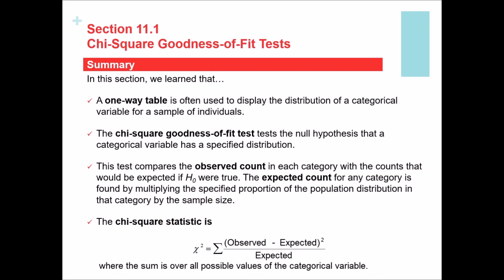I'm reminding you guys that we're using this chi-square goodness of fit test for a one-way table. It's really good at testing this null hypothesis that a categorical variable has a specified distribution. And it's comparing observed counts to expected counts using this formula, which I'm just going to use the laser pointer to highlight, this formula down at the bottom.